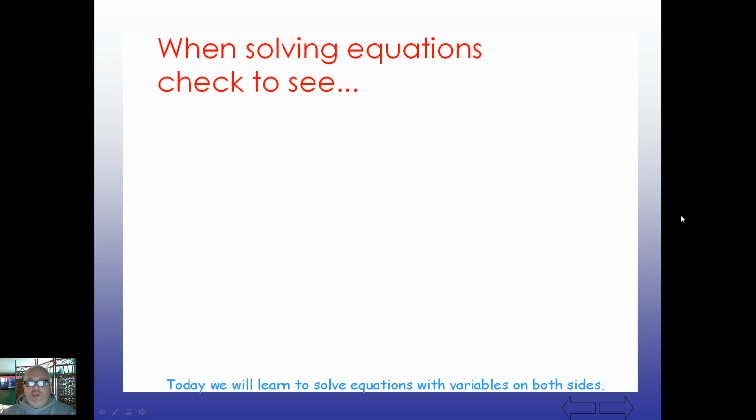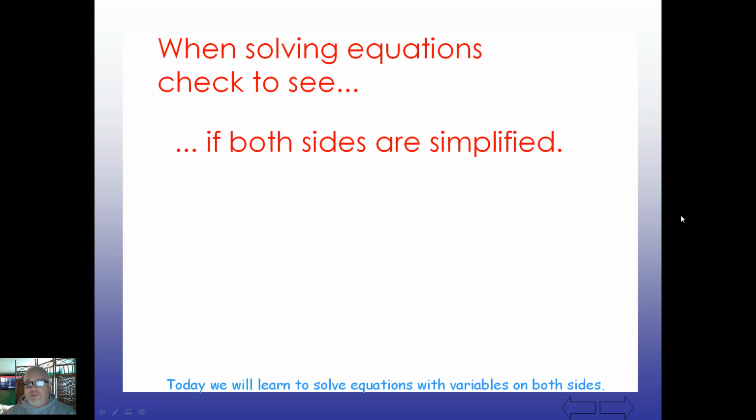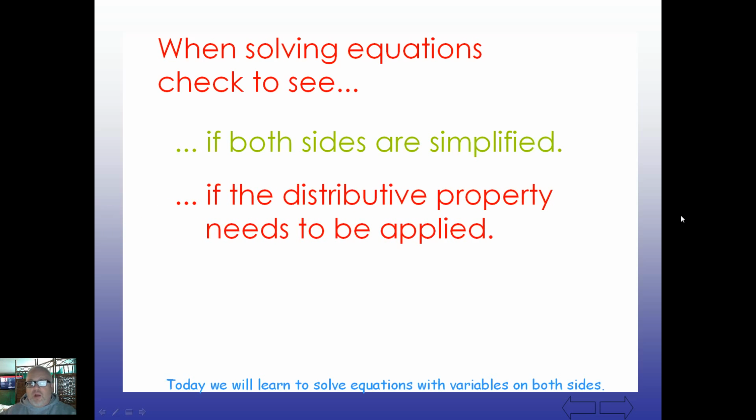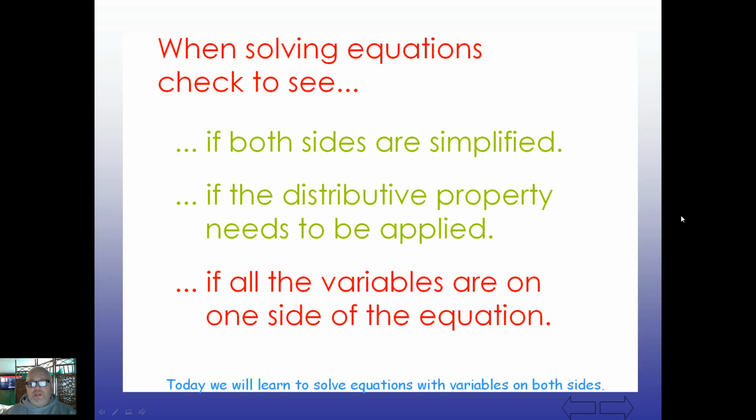So, when solving equations, check to see the following. First of all, check to see if both sides are simplified. Okay, that's one thing we saw in previous lessons. Check to see if the distributive property needs to be applied. Do we have to multiply something through and then clean it up? And check to see if the variables are all on one side of the equation. If they're on multiple sides, we've got to clean that up too. So, let's take a look at what we can do.